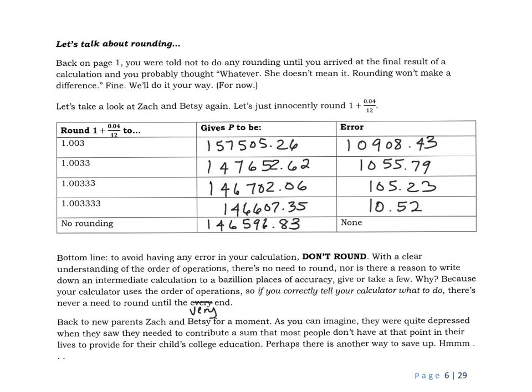So we're going to go back to Zach and Betsy for a moment. As we had mentioned, having to cough up $146,596.83 right then and there would be a little bit overwhelming, okay? And most of us don't have that laying around, so what can they do?